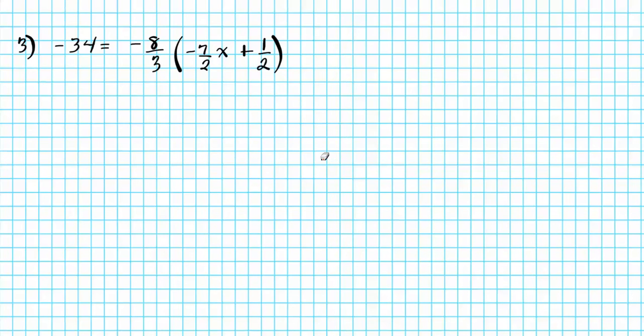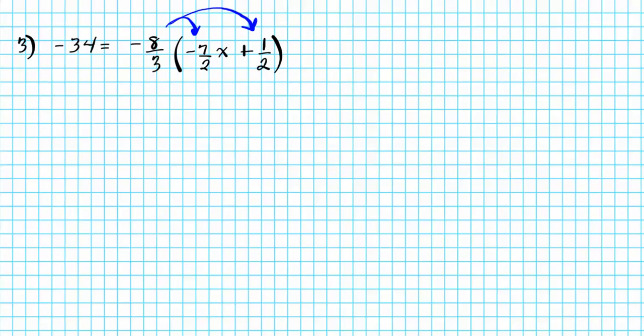Okay, so this is a multi-step equation involving fractions. So what we're going to do, as we did in problem number 2, is get rid of this parenthesis first, and then we will try and isolate the term with the variable component, and then get the variable isolated after that. All right, so we're going to distribute negative 8 over 3 to both terms in the parentheses.